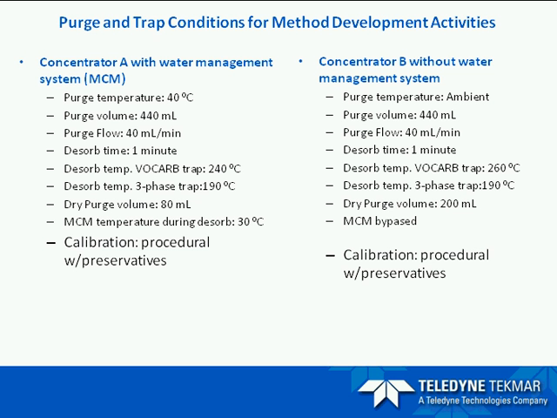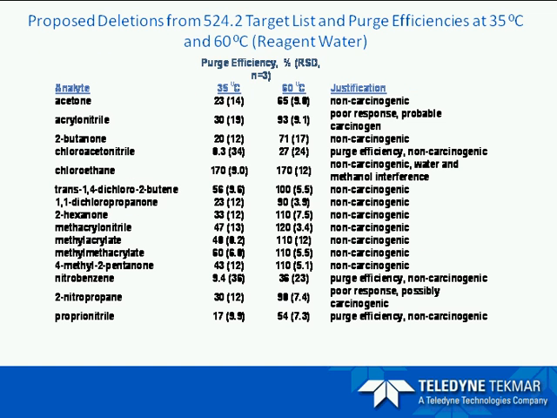Note here that a procedural calibration is used, which includes the preservatives. One concentrator in their study featured a moisture control module, also known as an MCM, and one concentrator did not, meaning this system was simply bypassed. Now this comparison allowed the EPA to study the effect of this technique on overall system performance.